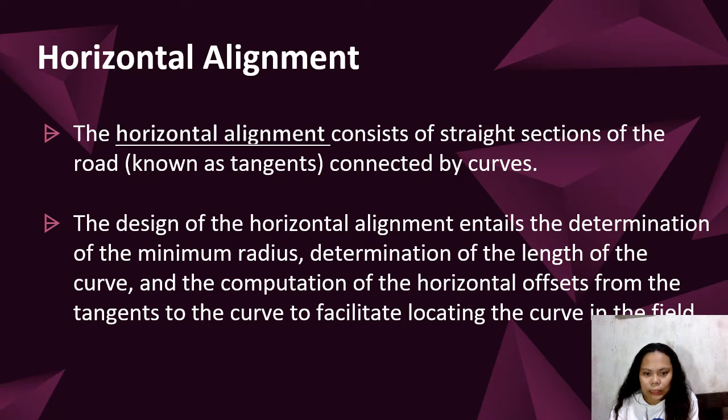So the horizontal alignment consists of a straight section of the road known as tangent connected by the curve. The design of horizontal alignment entails the determination of minimum radius, determining the length of the curve, and the computation of the horizontal offset from the tangent to the curve to facilitate locating the curve in the field.